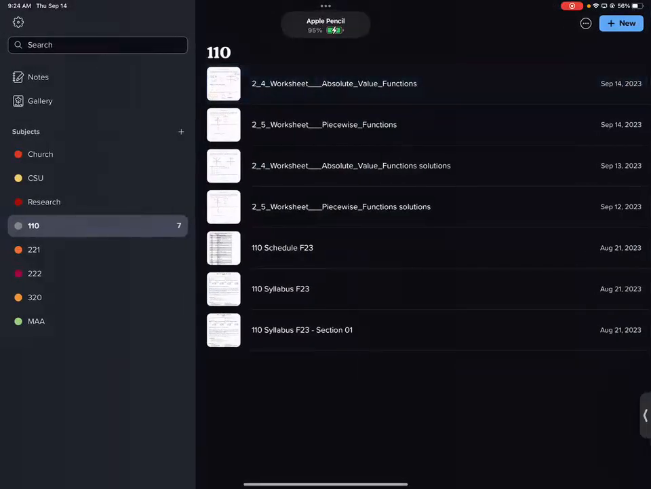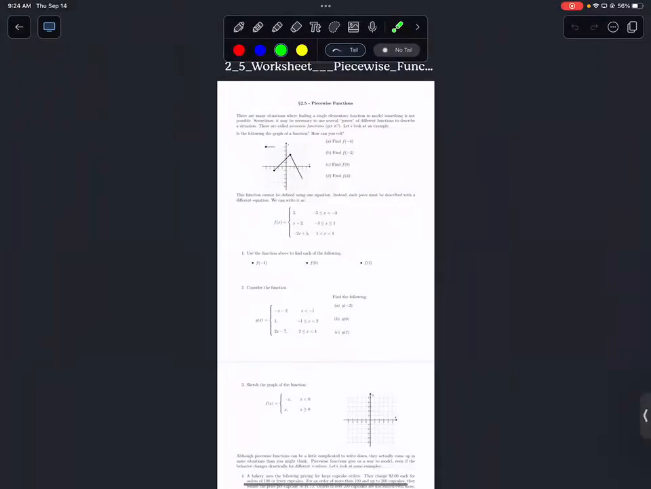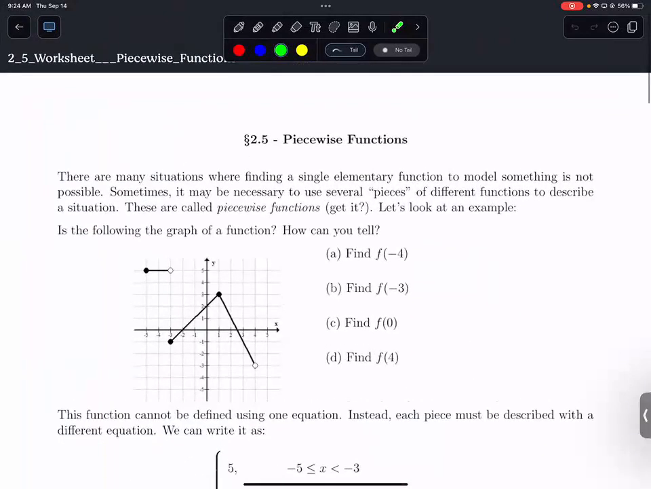All right, so our next section, 2.5, our next new material, covers something called piecewise functions.